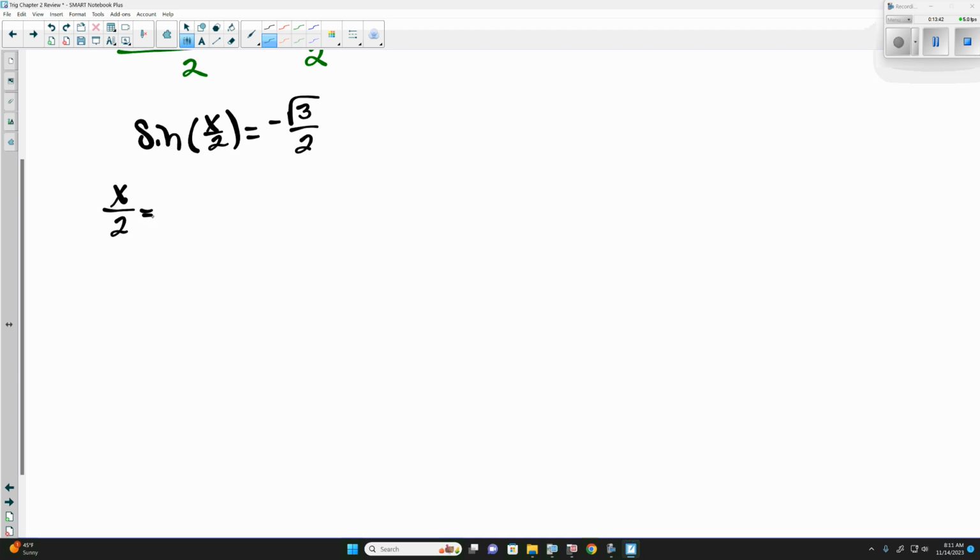And it's telling us sine of x over 2 is negative square root 3 over 2. Luckily for sine, we can just look at it, and there's 2 spots. One is at 4 pi over 3.